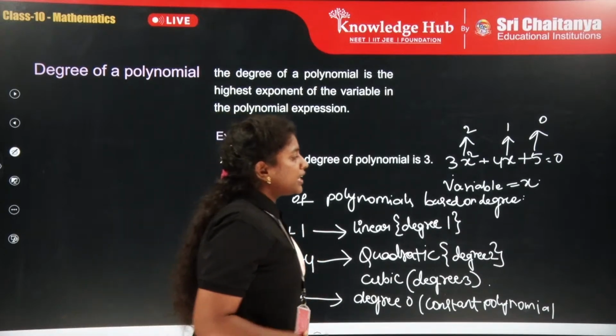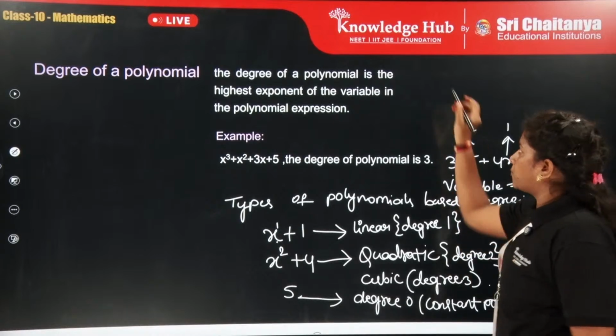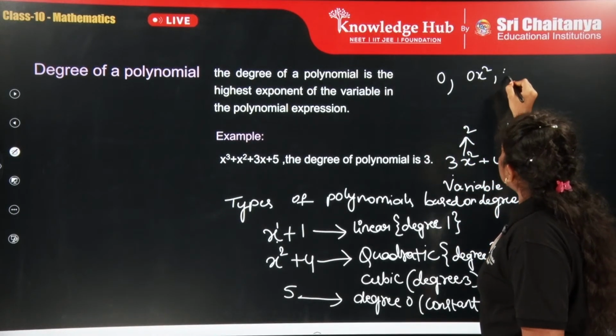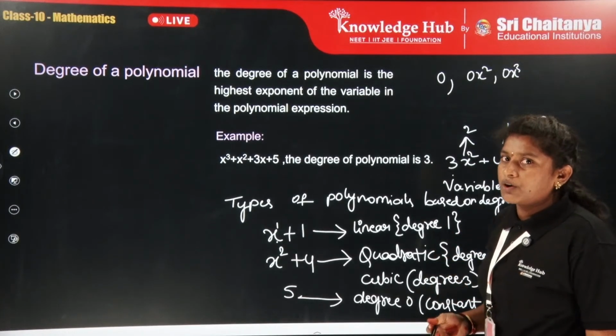Now consider an example where all the terms in a polynomial are 0, like 0, or 0x square, 0x cube. All these are considered as the zero polynomials.